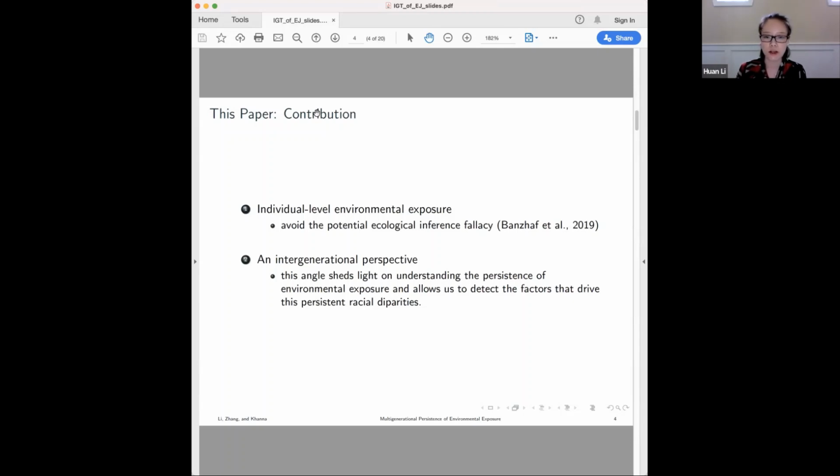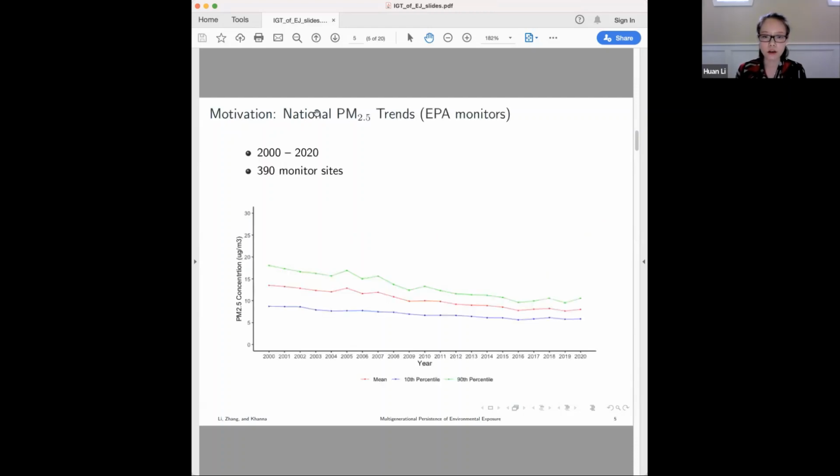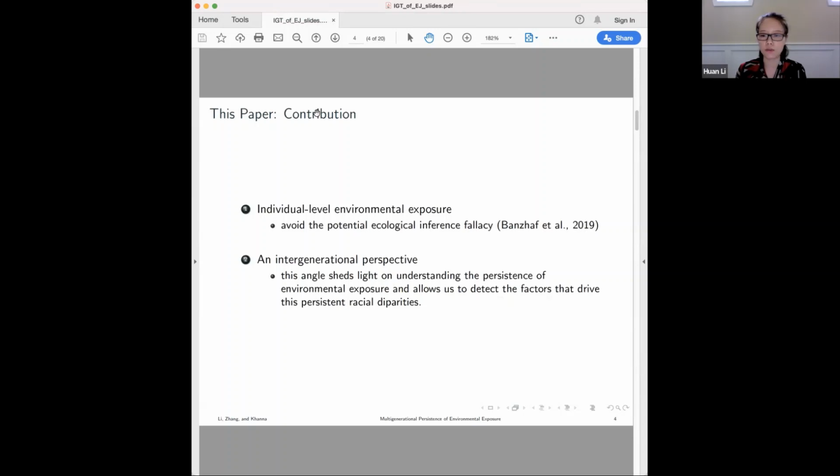The second contribution, as I said before, is that we bring the intergenerational perspective into the environmental justice literature to understand why there is a persistence of environmental exposure. And also, we try to use this to understand what reasons drive these persistent racial disparities. Because I said there is some persistence of environmental exposure, that is the motivation of this paper.